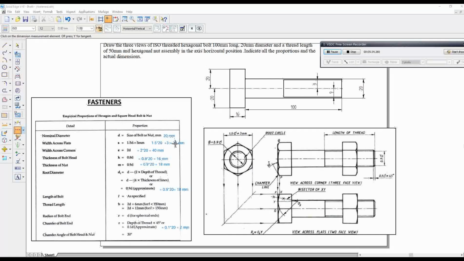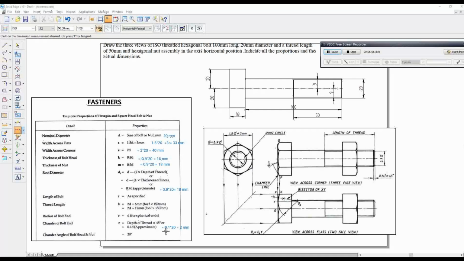If thread length is not given, we will go for this formula, depending on the length of the bolt. If the length of the bolt is less than 150 mm, we go for 2D plus 6 mm. If the length of the bolt is greater than 150 mm, we go for 2D plus 12 mm. Now 50 mm is given, so we set the thread length as 50 mm. Now we can observe this is a chamfer at the end. What is the chamfer angle? It is given.